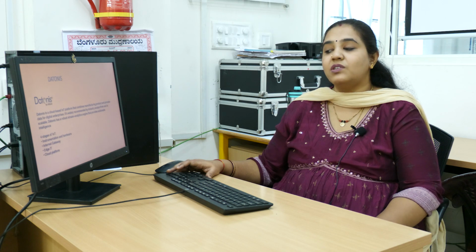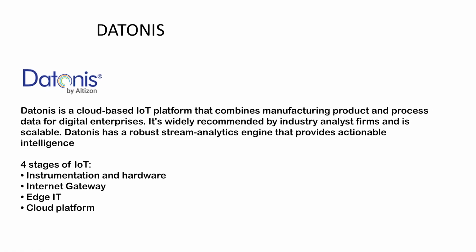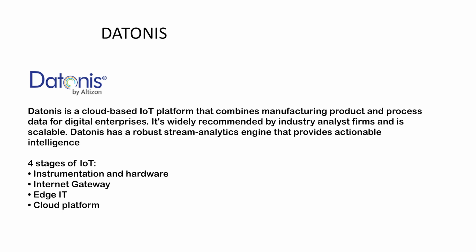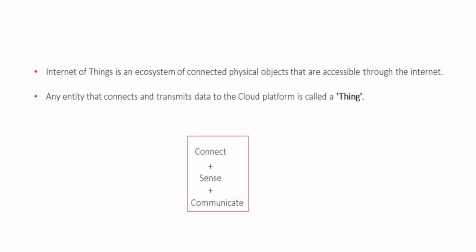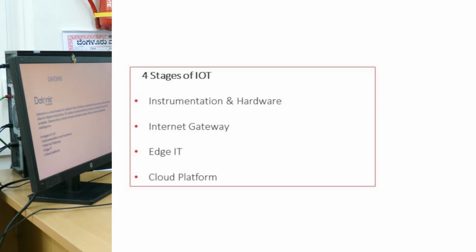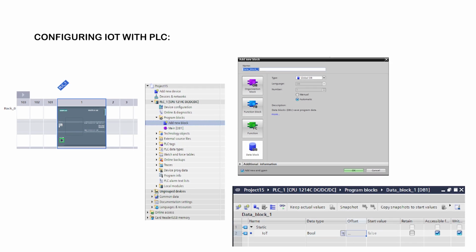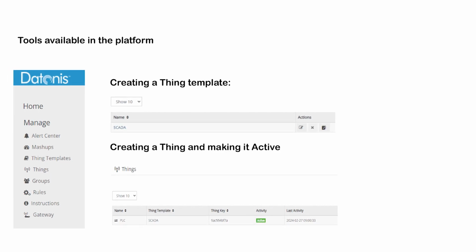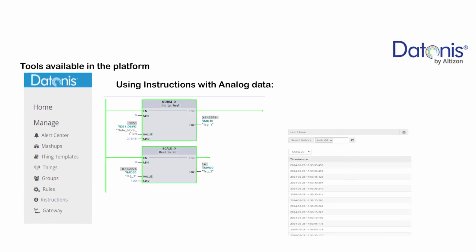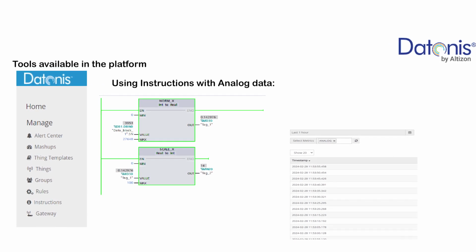Datanos is a cloud based IoT platform, a very essential worldwide platform which combines the manufacturing product with the process data for the enterprise. It is widely recommended by different industrial analysts. We are particularly using an Altizen platform with Datanos Cloud for the successful connection to the cloud platform over here.